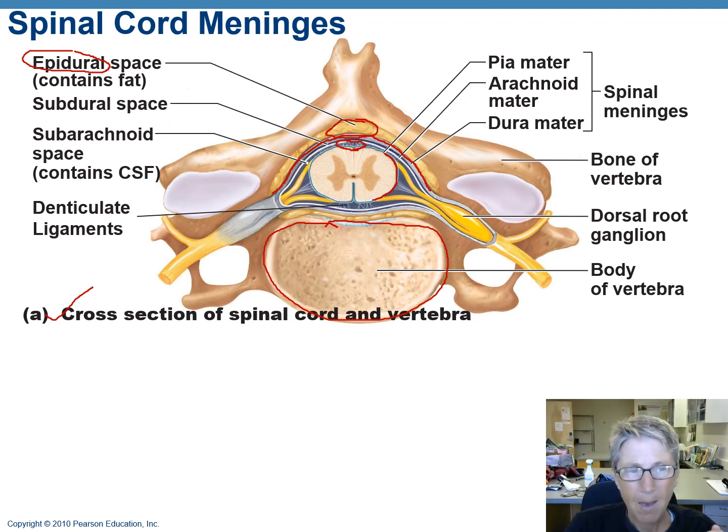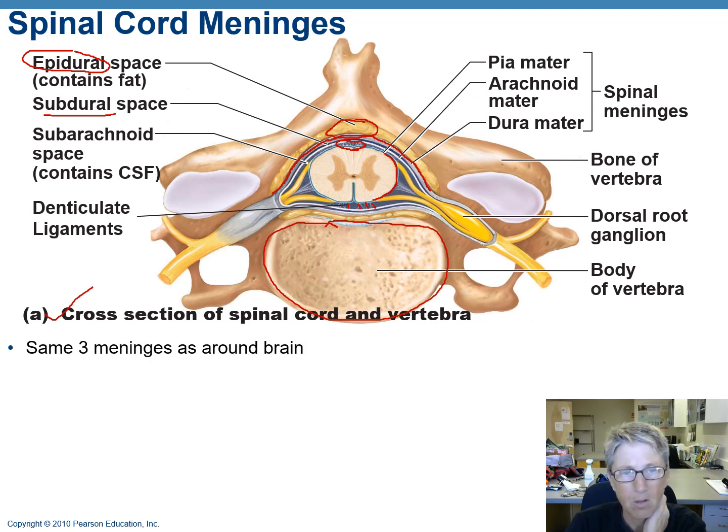If there's an epidural space, then there's a subdural space, so below the dura mater. If there's an arachnoid, there's a subarachnoid space, so just below the arachnoid mater there's a space, and that's where the cerebral spinal fluid is. We covered that in the last PowerPoint lecture. And then you have these little ligaments here, denticulate ligaments, that help attach the cord to the dura mater.